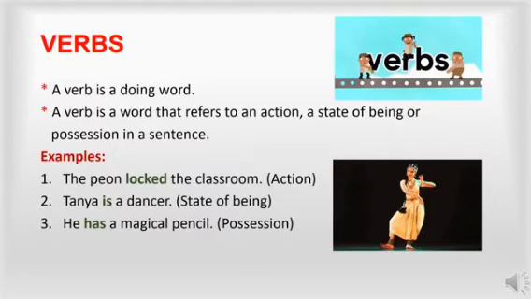The second example is, Tanya is a dancer. Is a verb. It's a state of being. Third example is, he has a magical pencil. What does that person have? A magical pencil. Has is a verb. It's a possession verb.